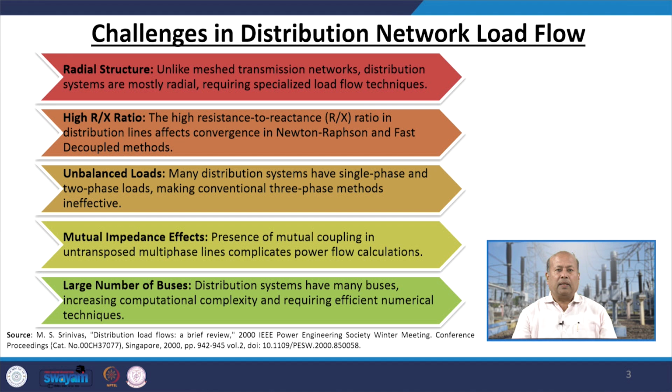So, what we would like to highlight here is that, unlike meshed transmission networks, distribution systems are mostly radial, because of which they require a specialized load flow technique instead of the conventional Gauss-Seidel or Newton-Raphson. Distribution networks, as we have seen in our previous lectures, possess a high R by X ratio, and the high resistance to reactance ratio in distribution lines affects convergence using Newton-Raphson or fast decoupled methods.